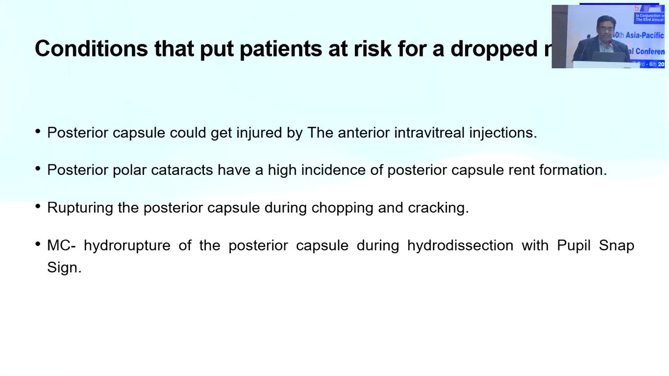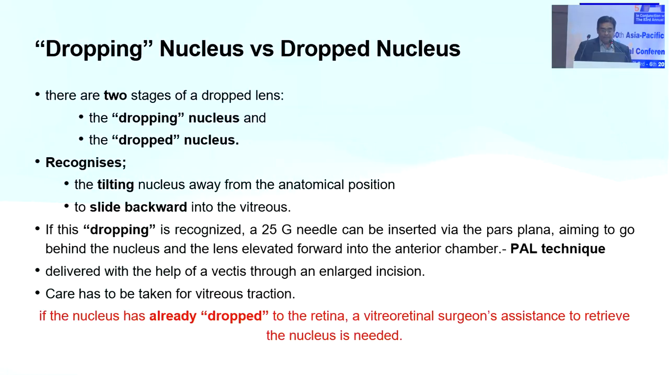Conditions that put a patient at risk for a dropped nucleus: the posterior capsule could get injured by anterior intravitreal injections, which is the most commonly performed procedure in ophthalmology. Posterior polar cataract has a high incidence of posterior capsular rent formation, rupturing the posterior capsule during chopping and cracking, and most commonly hydro rupture of the posterior capsule during hydrodissection with the pupil snap sign.